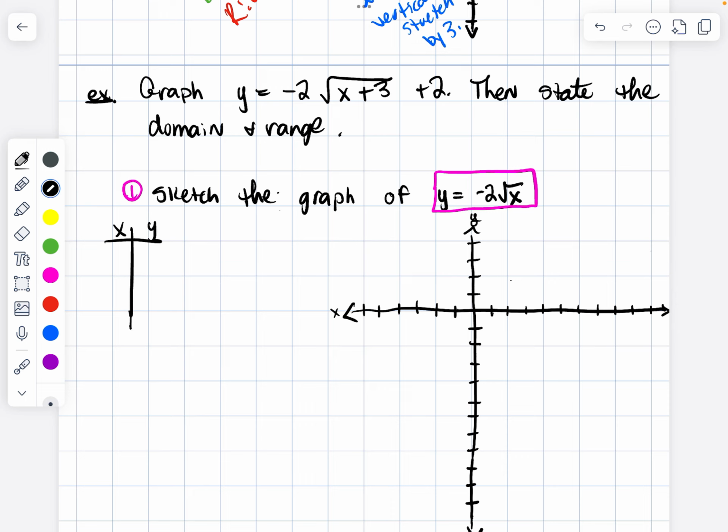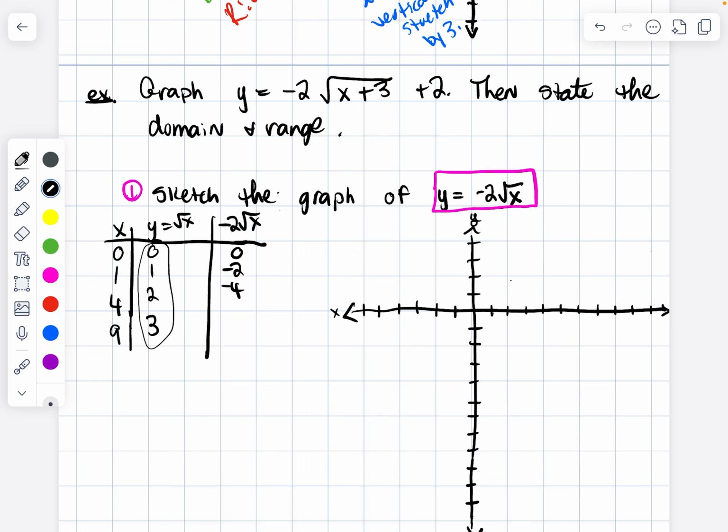I'm going through this process for anyone that needs it. Note that we cannot take the square root of a negative number. So we would start at like 0, 1, 4, because we're thinking of perfect squares, right? So this would be 0, 1, 2, 3. But that's for y equals the square root of x. So if we do -2 times the square root of x, then we're going to multiply each of these results right here by -2. So that'll be 0, -2, -4, -6.